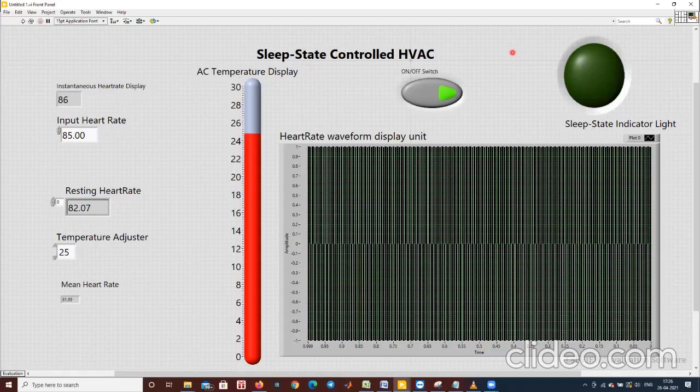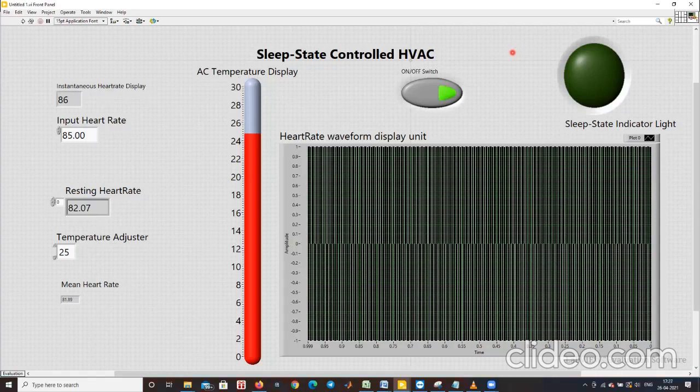My name is Rutvik Shankar, and in this video I'm going to explain to you about a simulation of a sleep state controlled HVAC system. So what is a sleep state controlled HVAC system? A sleep state controlled HVAC system is an HVAC system that alters the ambient temperature based on the physical state of a person. In this particular case, this simulation, the HVAC system changes the ambient temperature based on the sleep state of the user.